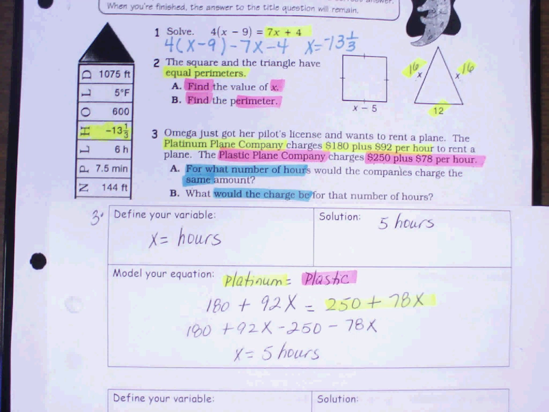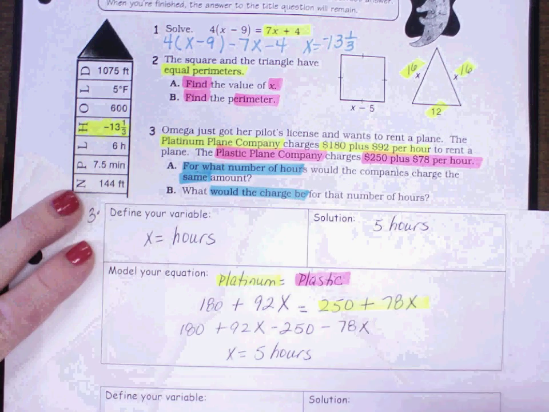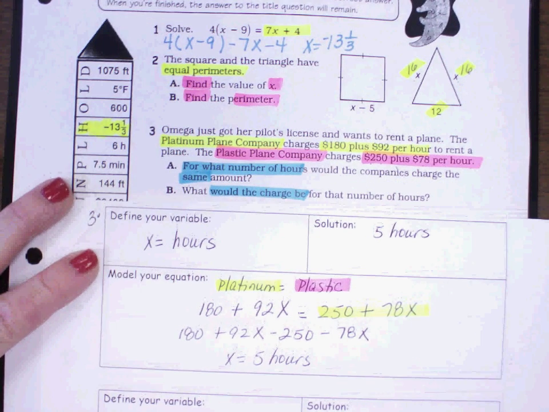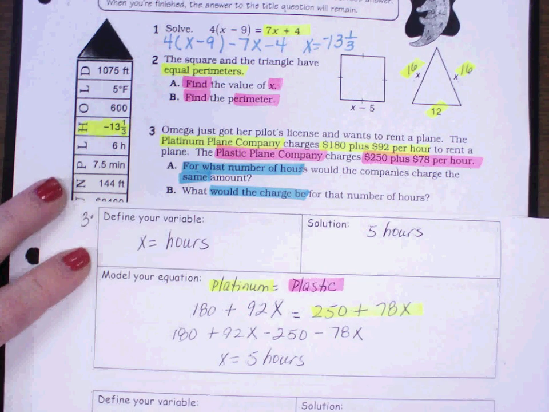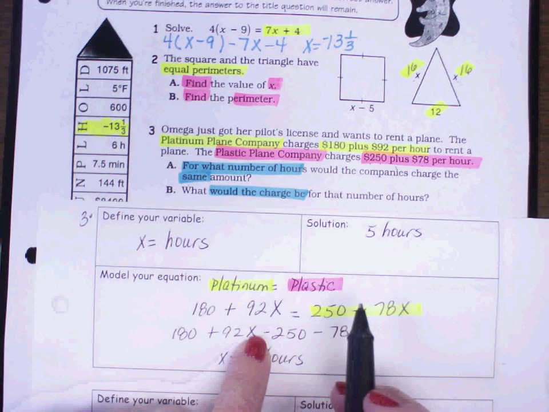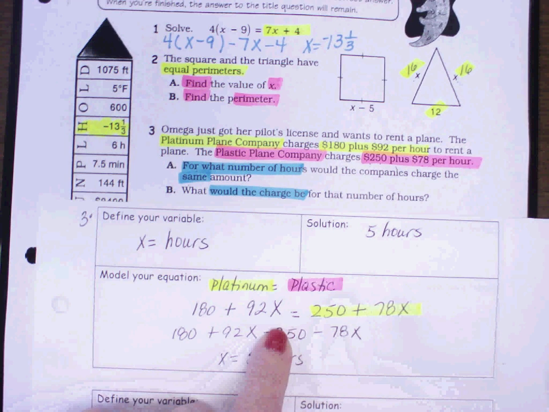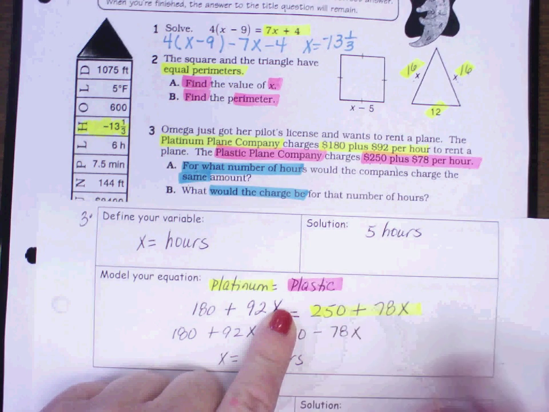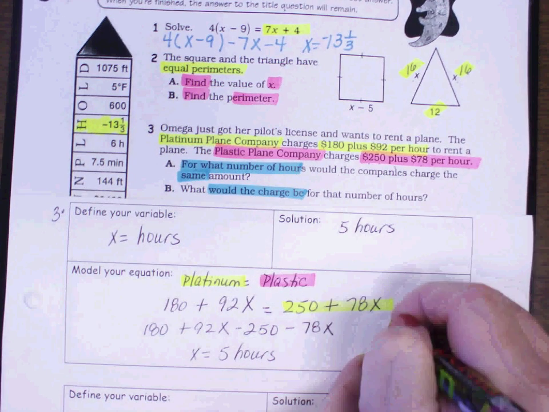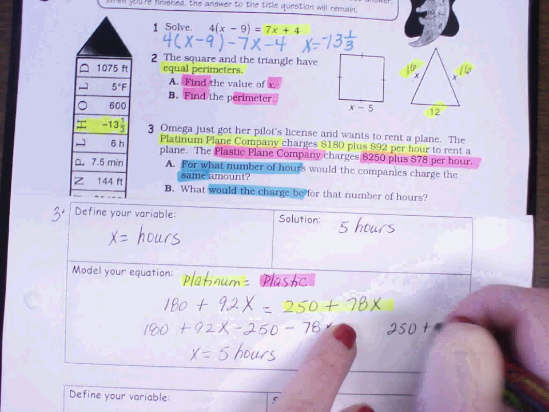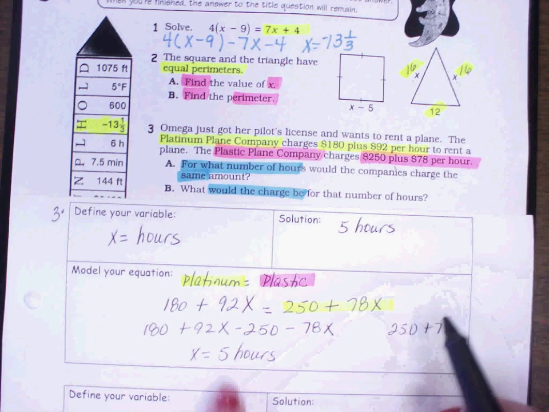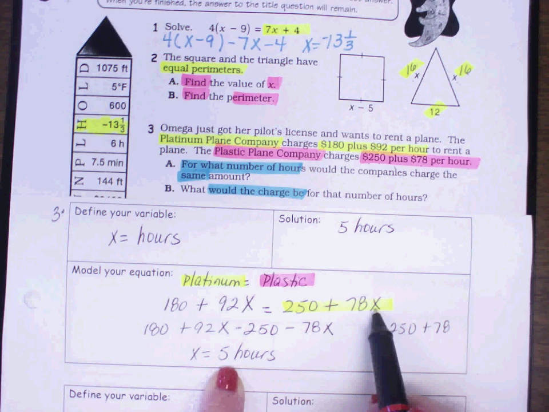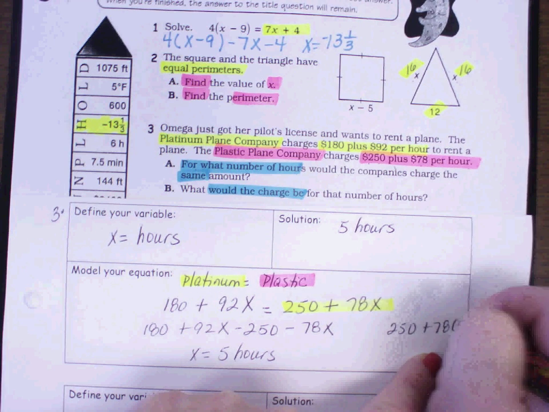But we have not found part letter B. What does letter B say? What would be the charge? So what do I have to do with that x now? Substitute it on one of the two. I'm going to take the one that I have highlighted and substitute it there, okay?